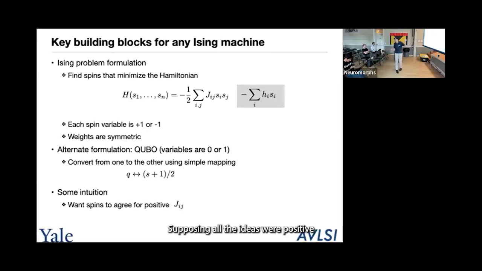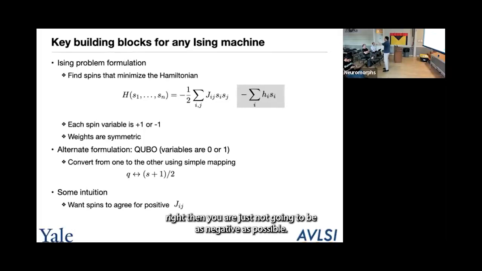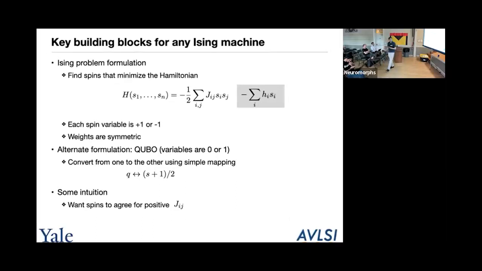If you want to get some intuition as to when this problem is easy versus hard, supposing all the Jij's were positive, then you want this number to be as negative as possible, so it's an easy solution. You want the Si's and Sj's to all be equal to each other. You're going to solve the problem. So there's a trivial solution when everything has the same sign, and the sign is positive, if I'm trying to solve a minimization problem.